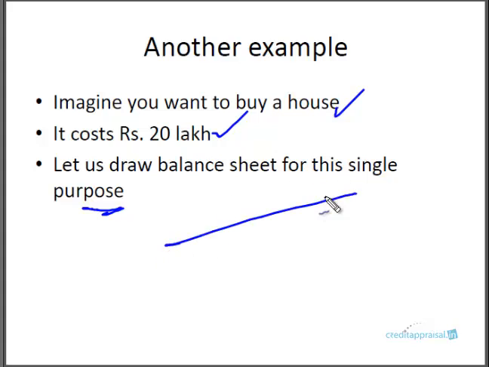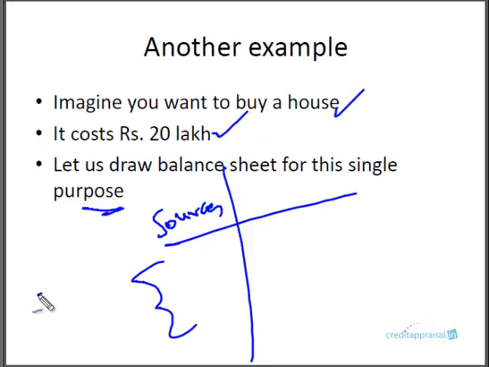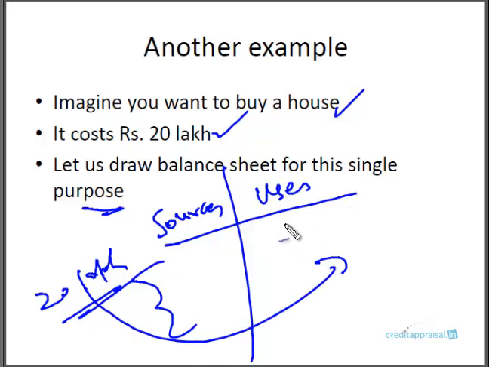Now let us try to draw a balance sheet where we list the sources from which you can arrange these 20 lakhs. Now you have to arrange 20 lakhs. So what are the sources from which you can arrange these 20 lakhs? And we'll see to what use you have to put these 20 lakhs. Obviously the use here is to purchase the house. That is a single use. Let us see the sources from which you can arrange funds.